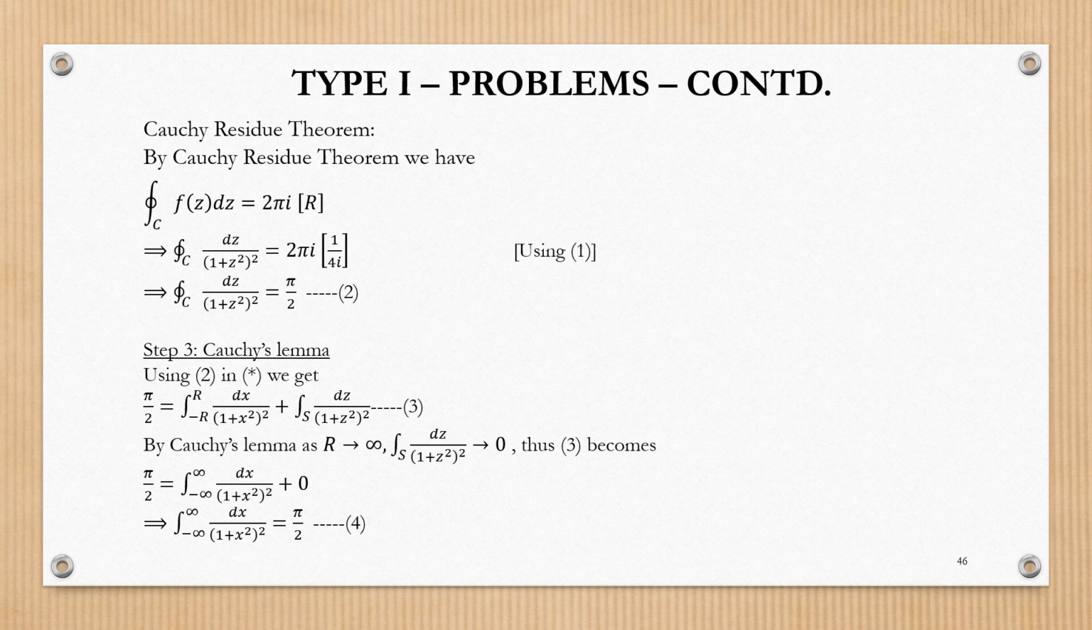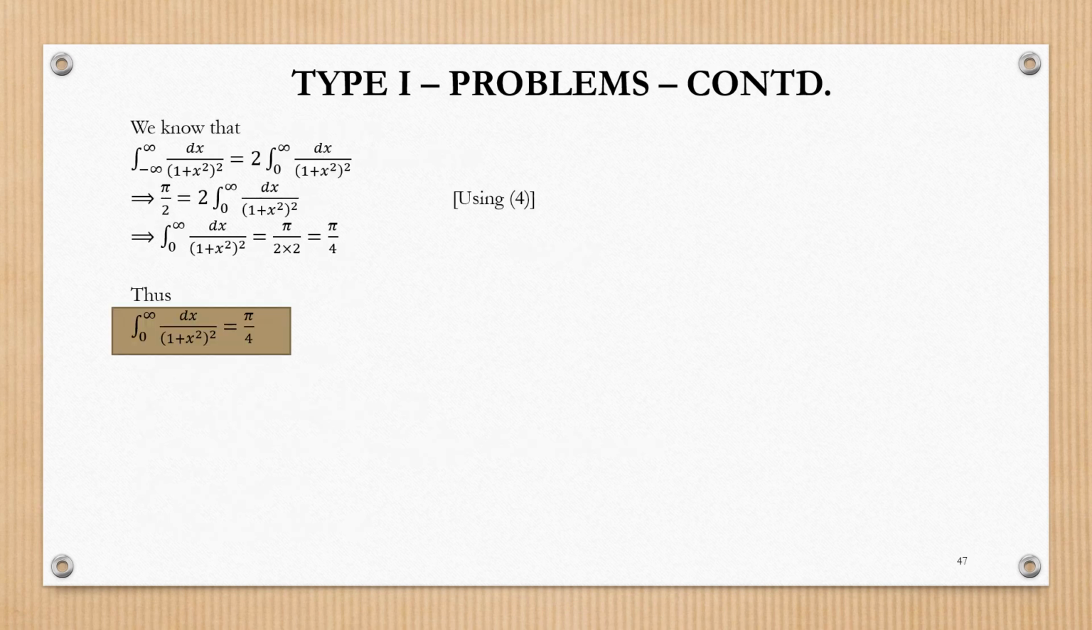Then we proceed further to use the definite integral property: the integral from minus infinity to infinity of dx by (1 plus x square) the whole square can be rewritten as 2 times the integral from 0 to infinity of dx by (1 plus x square) the whole square. Substitute equation 4 on the left hand side, that is pi by 2. Then bring 2 from the right hand side to the left hand side to get the final answer. We have the integral from 0 to infinity of dx divided by (1 plus x square) the whole square equal to pi by 4, completing the problem. So with this we complete a few problems in type 1. Let us look at a few examples in type 2.